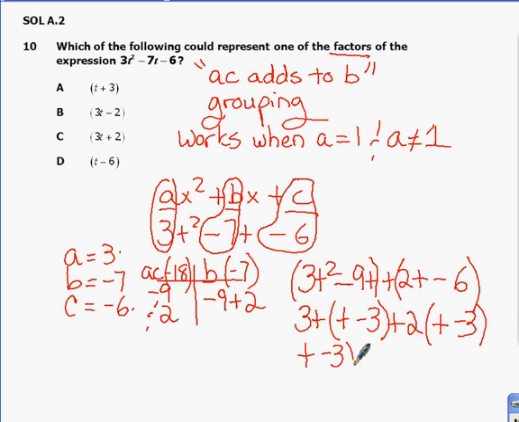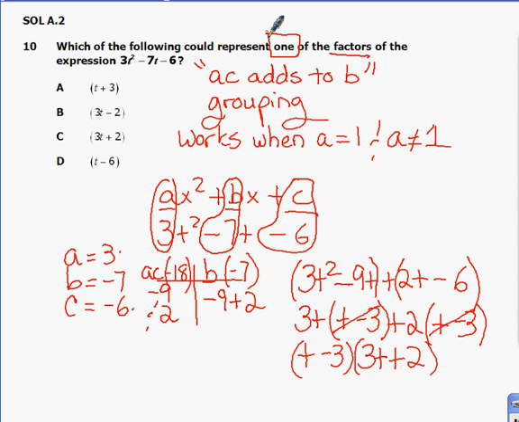When I take it out of the first group, I'm left with 3t. When I take it out of the second group, I'm left with plus 2. So my factors are t minus 3, 3t plus 2. The question is asking which of the following could represent one of the factors. So all I need is one of these factors to be an answer.